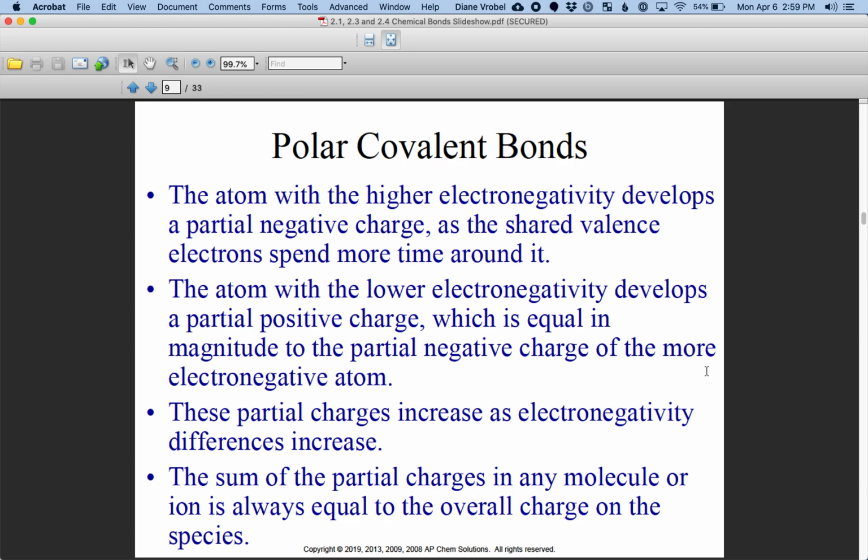Okay, so with polar covalent bonds, we have an unequal sharing of electrons. So as a result, the electrons spend more time around the atom that has a greater electronegativity. I think that's all I want to say on that.